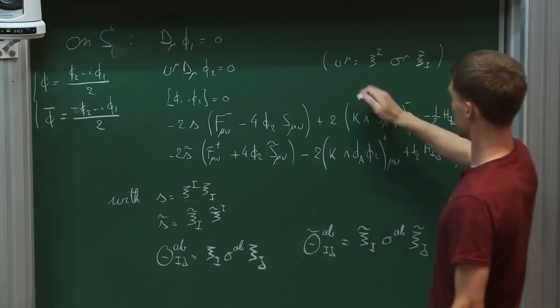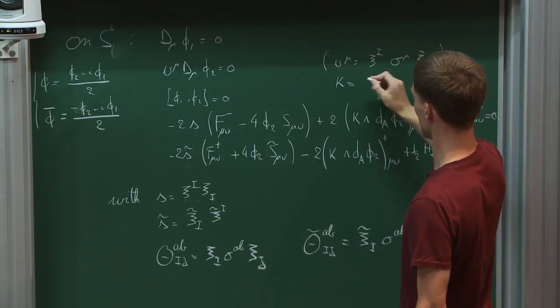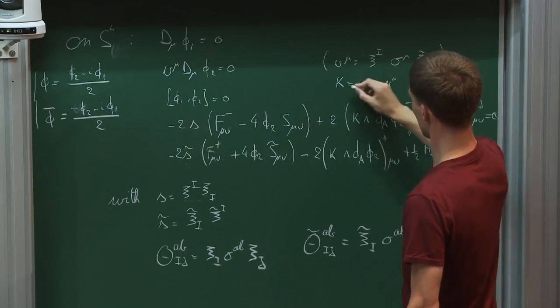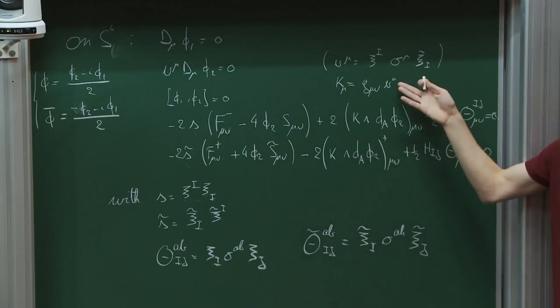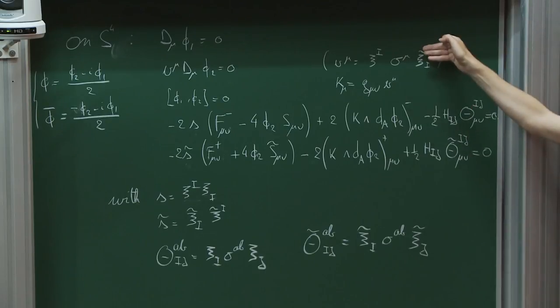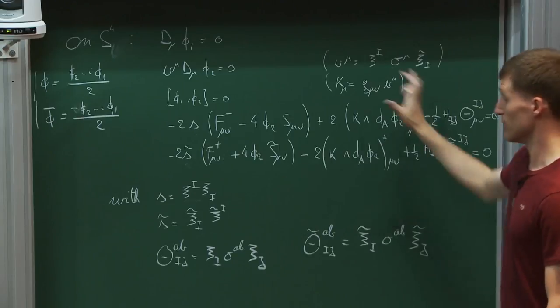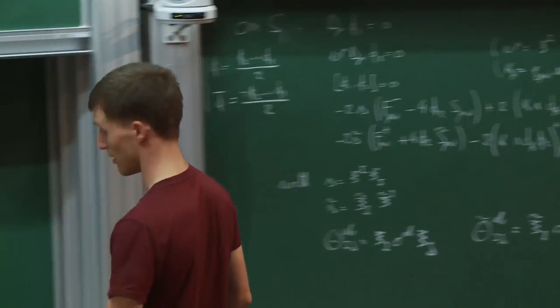I noticed there's one symbol which I did not define. Kappa is just the one form dual to the vector field V, where V is defined over here. Okay, so this is this set of equations.